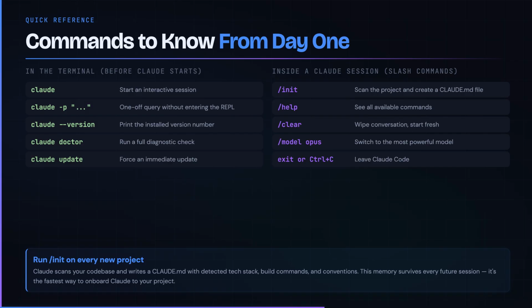Inside a session, the slash commands are equally important. /init scans your project and creates the memory file. Run this on every new project. /help shows every available command. /clear wipes the conversation and starts fresh, useful when you want clean context. /model opus switches to the most powerful model for complex tasks. Typing exit or pressing Ctrl+C leaves Claude Code. Lock in /init and /help. Those two cover the first week.